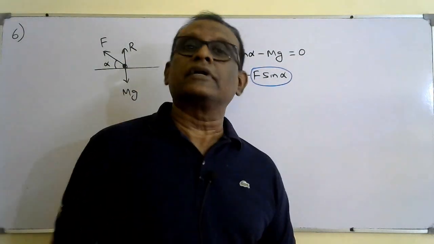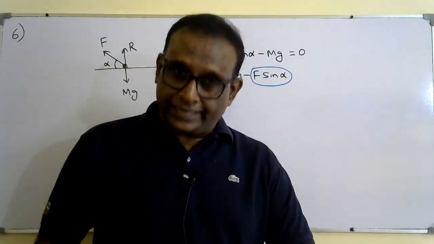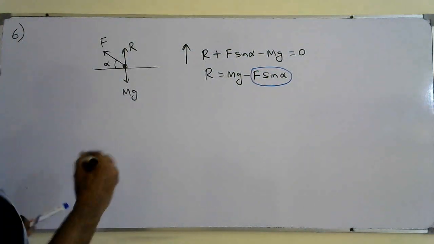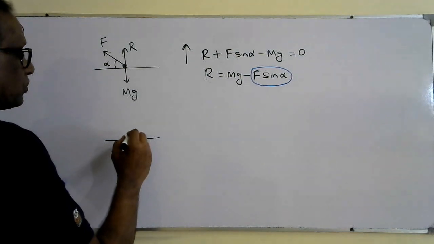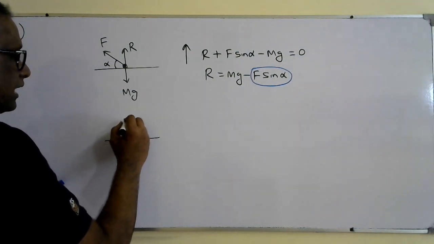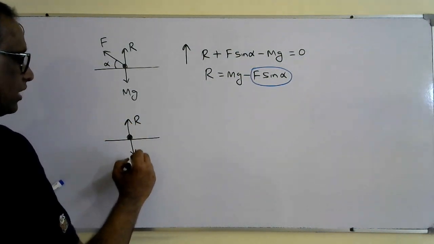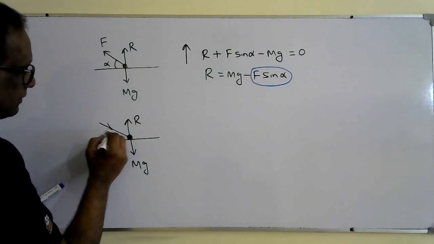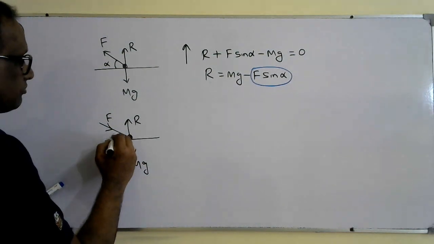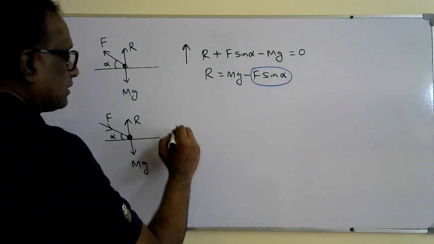You can reduce the normal reaction also. Right. Now think of a situation where the same object of weight mg is kept on the same floor. So the normal reaction now is R, and the weight is mg acting down on the object. You are applying a force in this direction at an angle alpha. What will happen now? It's at rest.